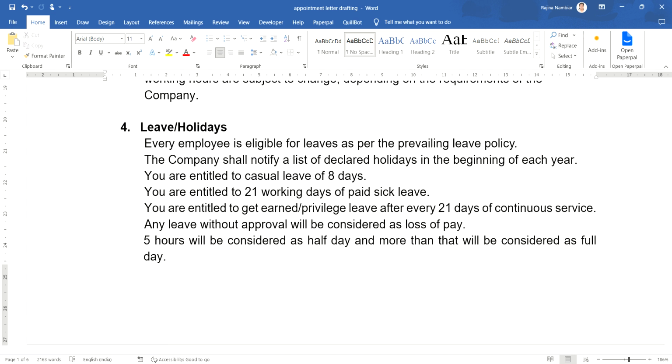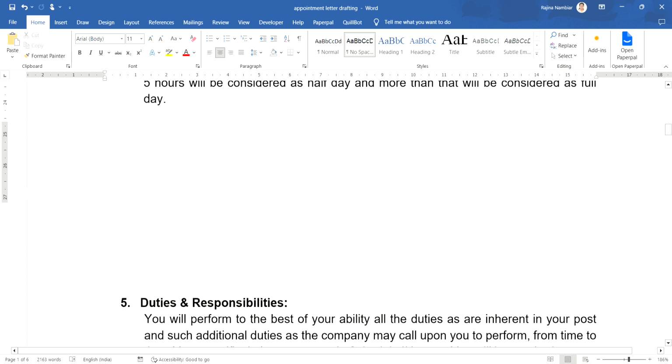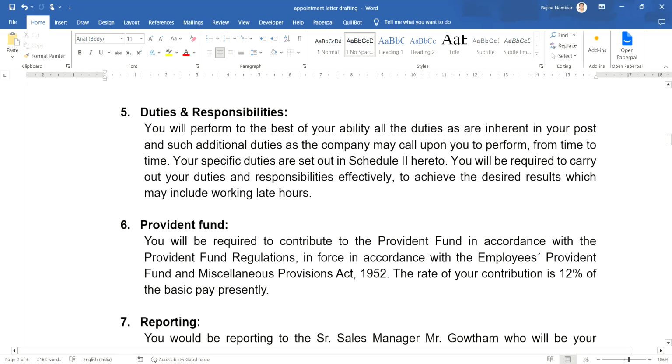Any kind of leave without approval will be considered as loss of pay, and 5 hours will be considered as half day. More than that will be considered as full day. Then you can mention certain things like 3 consecutive 15 minutes late will be considered as half day. So it depends upon the company. But broadly, this is what you have to mention in your appointment letter. The duties and responsibilities you can mention in Schedule 2.